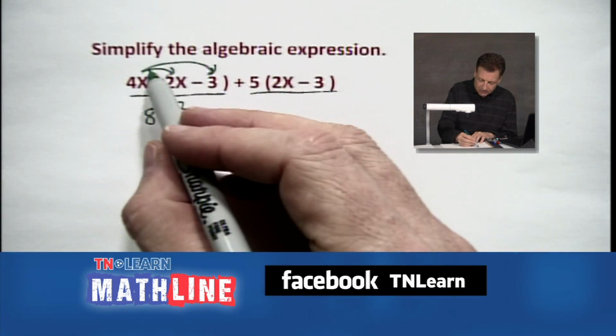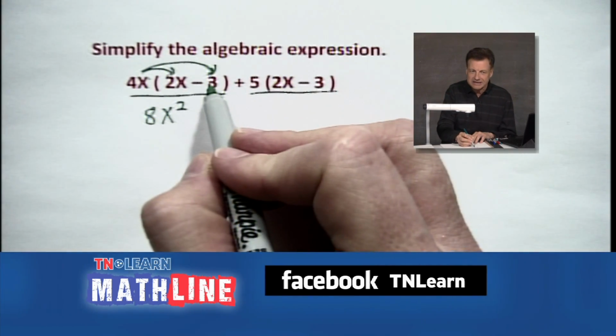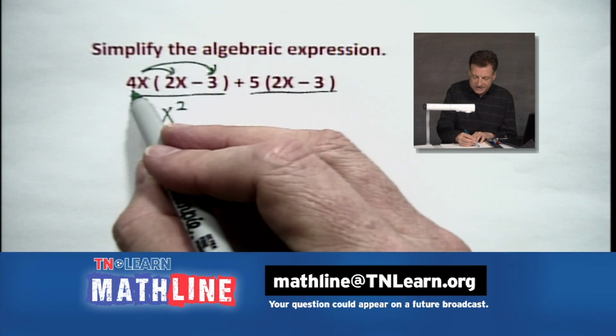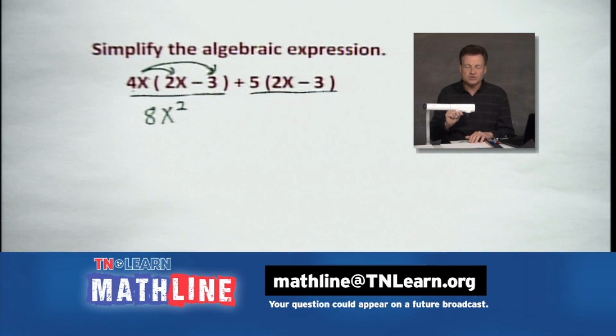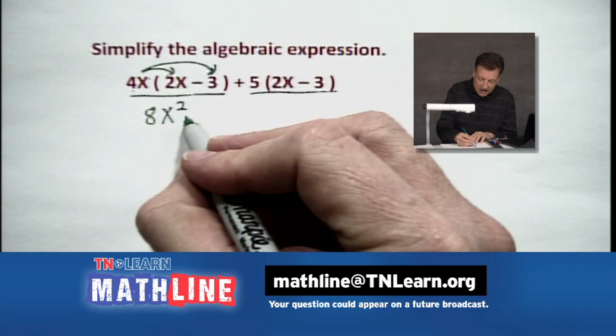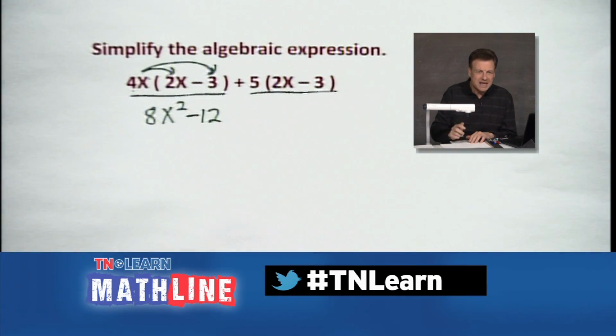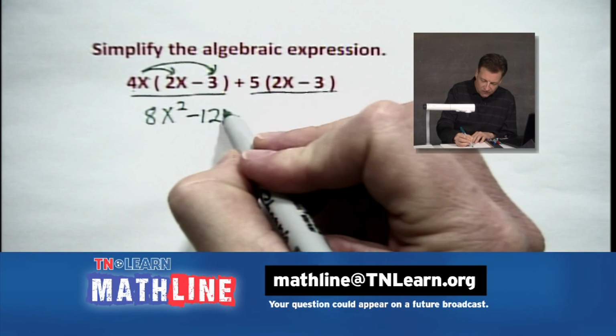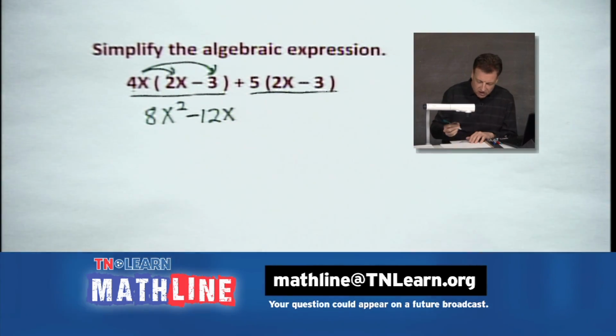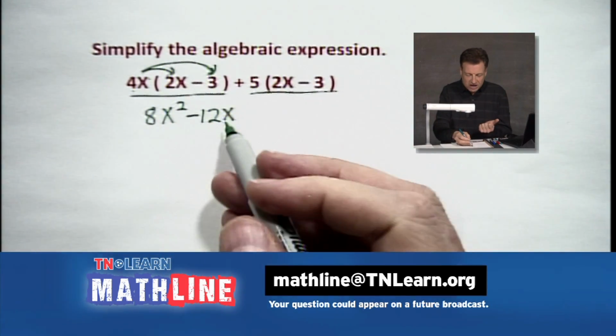Now, let's keep distributing. We can't leave out the 3, all right? It's important. So pick up that 4x again and multiply it into your minus 3. We know 4 times 3. I hope we know 4 times 3 is going to give us 12. If you don't, you just learned it, right? And we're going to bring that x along for the ride. There we go. So we've got 8x squared minus 12x.